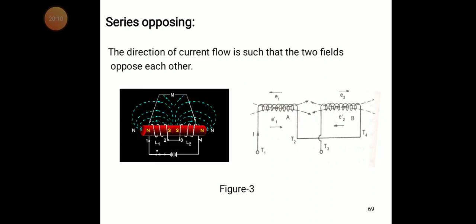The direction of current flow is such that the two fields oppose each other. Whatever the two fields are, they oppose each other. For that you can see how it is, T1 to T3. In order to change the direction, we may change the place of the inductor.